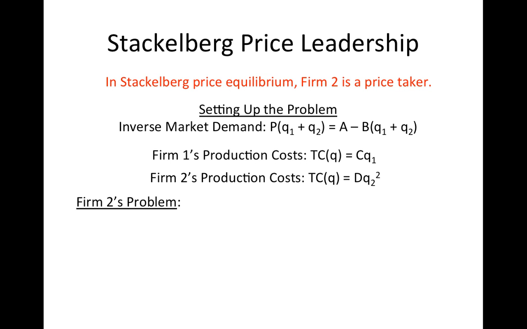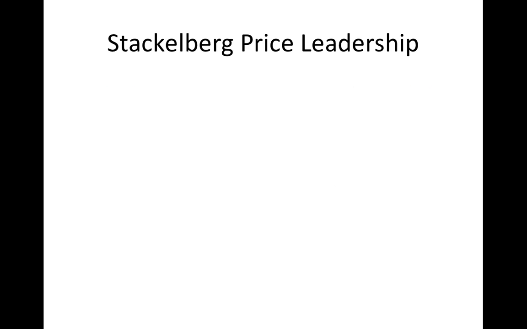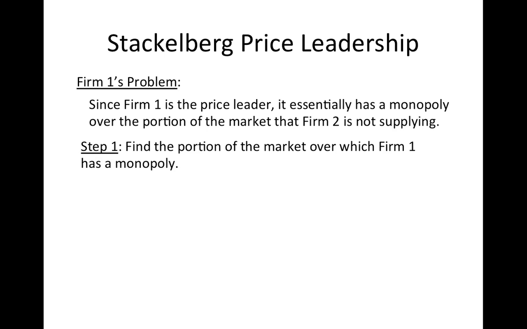Since firm 2 is a price taker, its profit maximizing output will be where the market price equals marginal cost, or Q2 equals the price divided by 2D. Now that we've solved firm 2's problem, we can consider the problem from firm 1's perspective. One way to think about this problem is that since firm 1 is the price leader, it essentially has a monopoly over the portion of the market that firm 2 is not supplying.